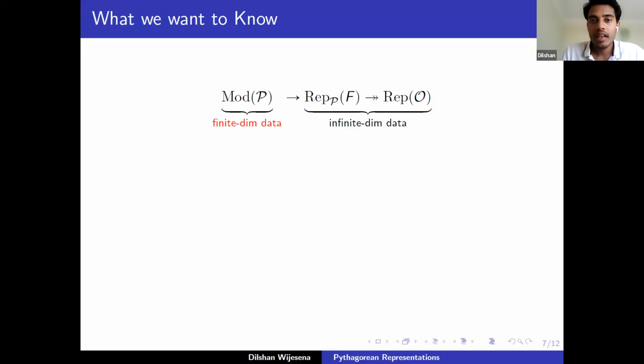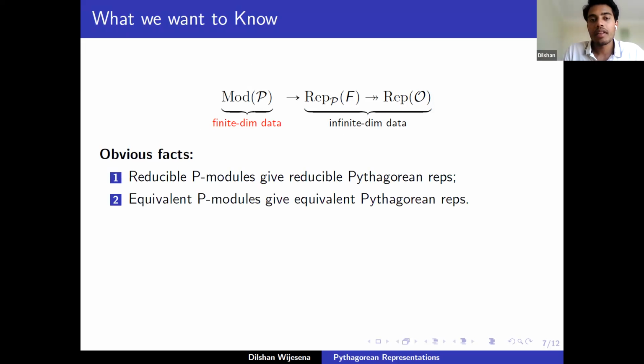If you think back to what I said, the whole game we want to play here, the whole goal we want to achieve, is: by just working on this left-hand side where things are finite-dimensional and much easier to work with, how can we use Jones' machinery or these functors to learn or understand the properties of these complicated representations of F? We can actually already say a few things.